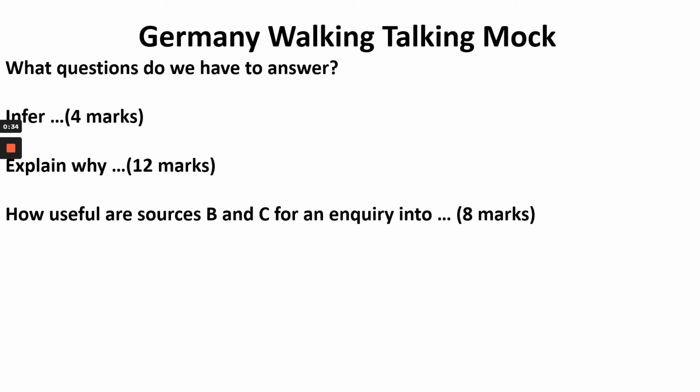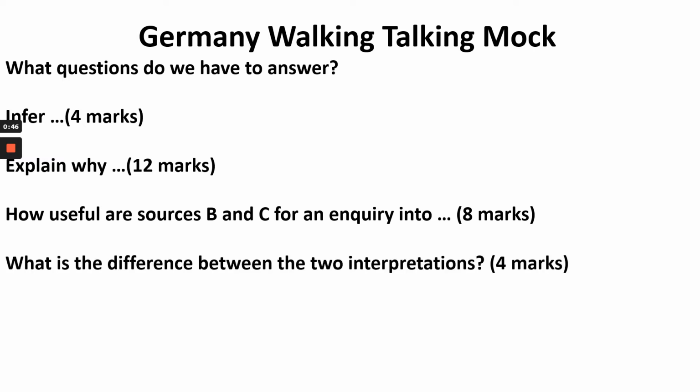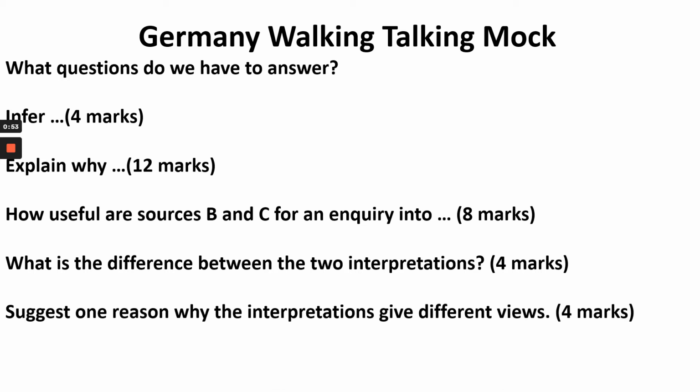Third one, how useful are sources B and C for inquiry into something? And that is worth 8 marks, and that is 2 paragraphs, CAP, content, author, purpose. Next up, what is the difference between the 2 interpretations? 4 marks. Then, suggest 1 reasons why the interpretations give different views, which is, as we know, a very easy question, but we need to remember how to do it, which we'll go through in a minute.